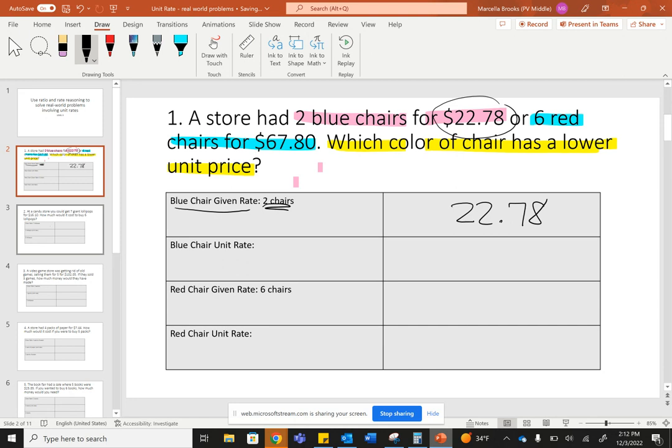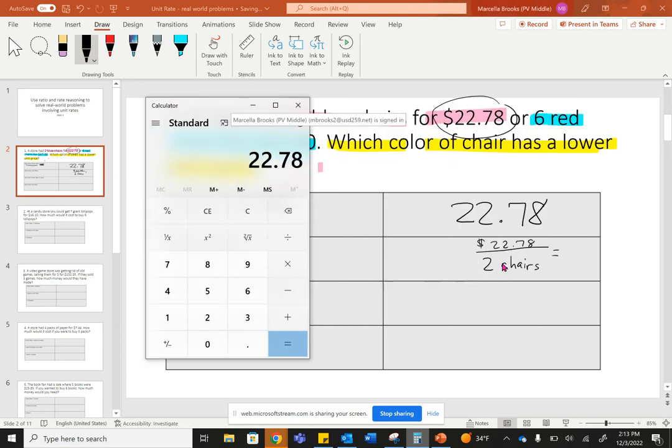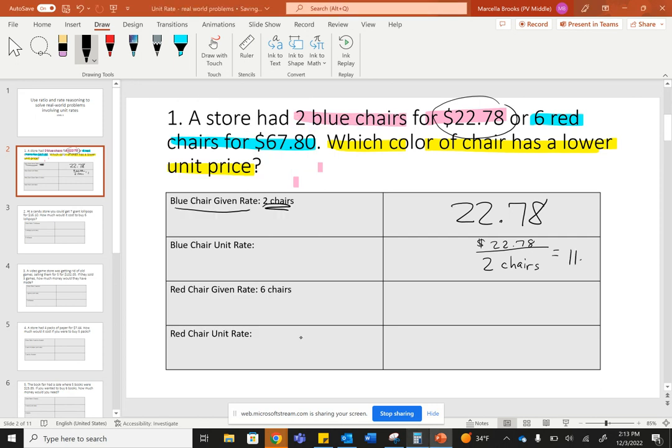To find the unit rate, remember, we always do cost over quantity. For $22.78, how many chairs do I get? I get 2 chairs. So this is going to tell me how much 1 chair will cost. So we type that in our calculator, 22.78. That line means division always. Fraction is division. 22.78 divided by 2. So each blue chair is going to be $11.39.